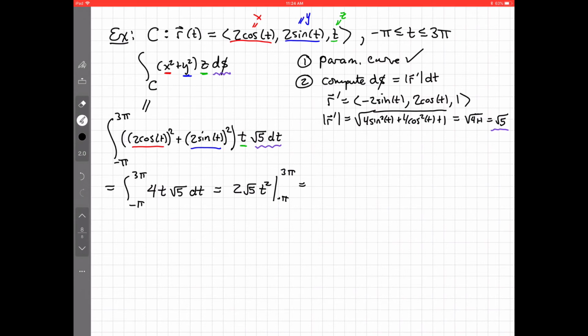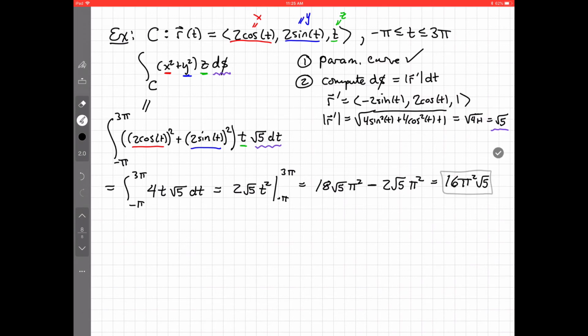If you plug in the upper bound, 3 pi squared is 9 pi squared, and so we have 18 times square root of 5 pi squared. And then the lower bound, we have just pi squared, when we take t squared. So we have 2 root 5 pi squared, and so subtracting, we end up with 16 pi squared times square root of 5. So there we go.